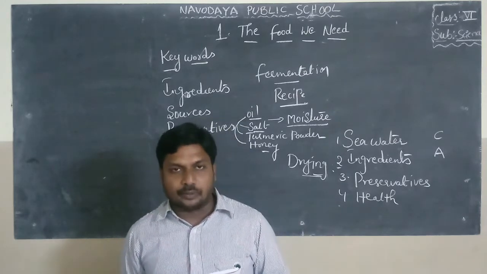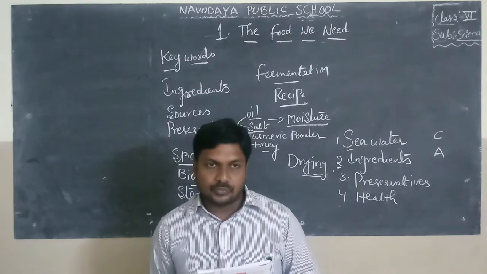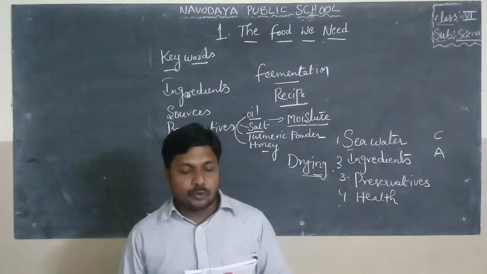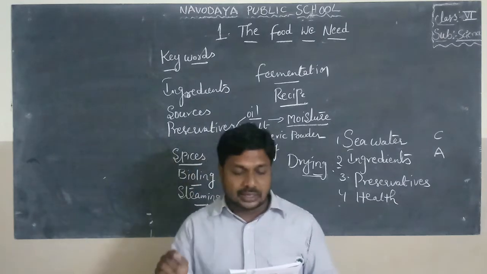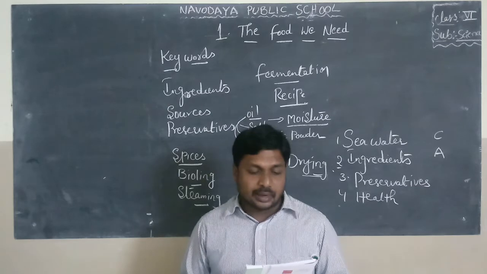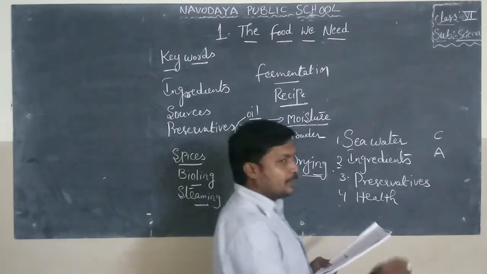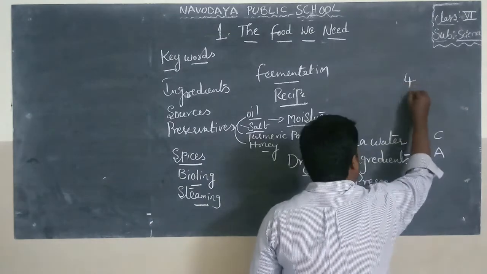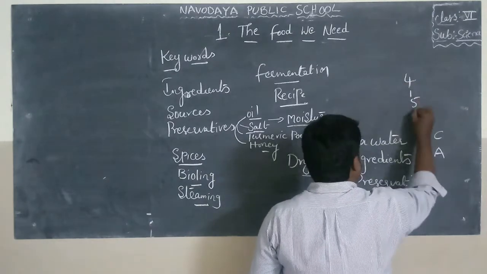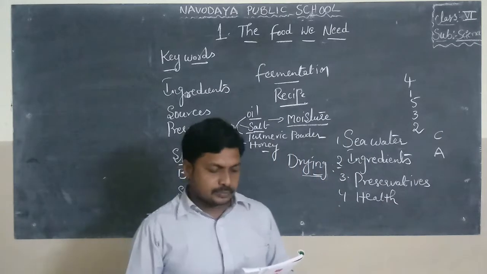Write down there. 5. Korralu. Foxtail millet. Korralu is also called foxtail millet. 3. E. Samalu. Write down there. Proso millet. 2. Match the following. Complete the match the following. See here. 4, 1, 5, 3, 2. That is match the following.